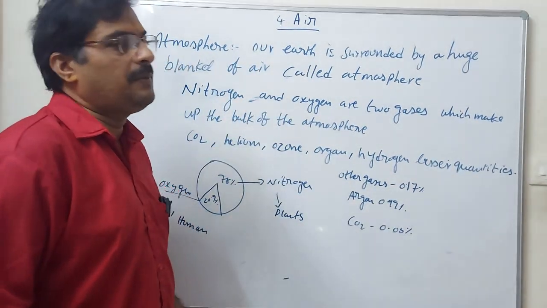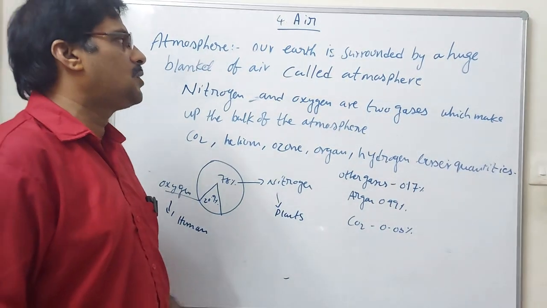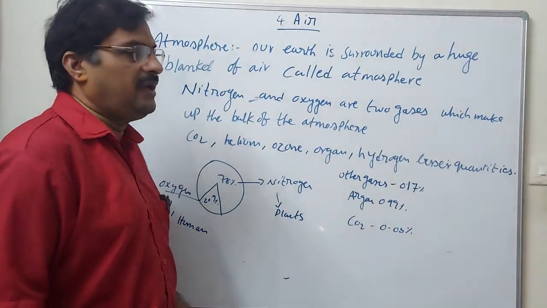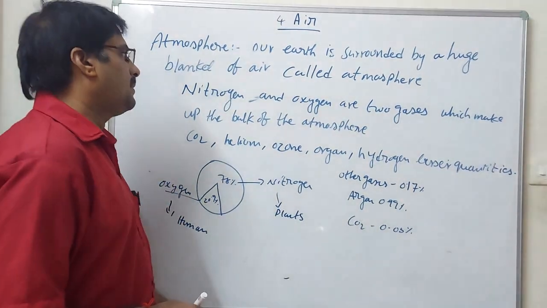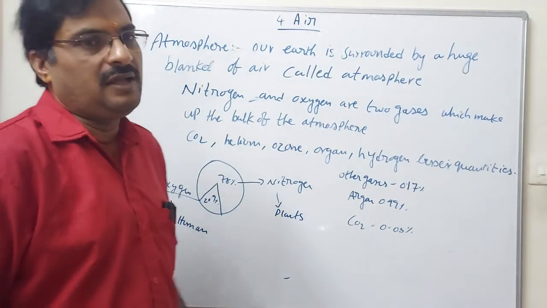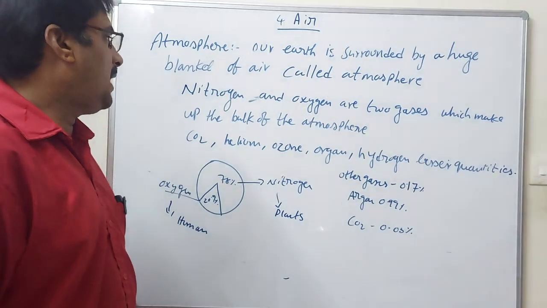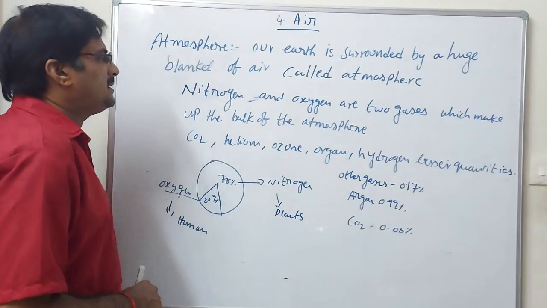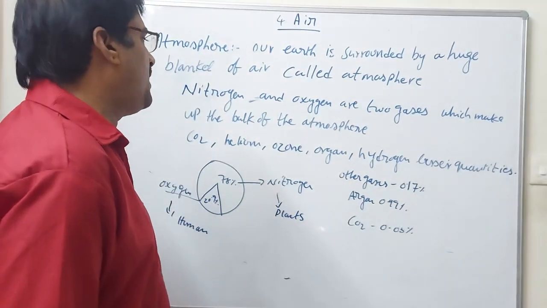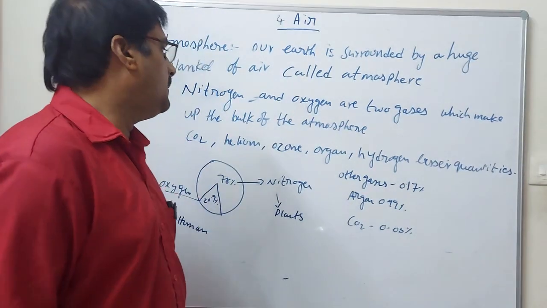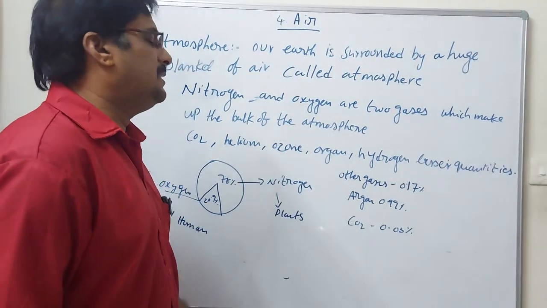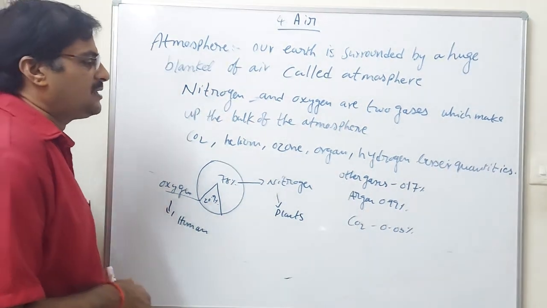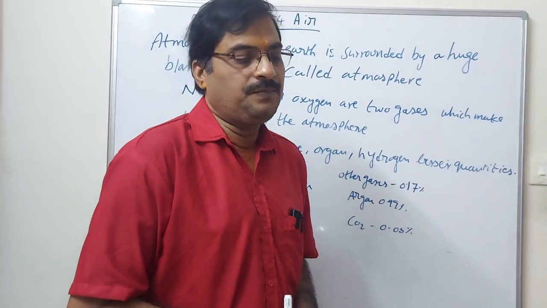Our earth is surrounded by a huge blanket of air called the atmosphere. So, air is a very important thing on the earth. Nitrogen and oxygen are the two gases which make up the blanket of the atmosphere. These two gases are present in the largest quantity. One is nitrogen, and the other is oxygen.